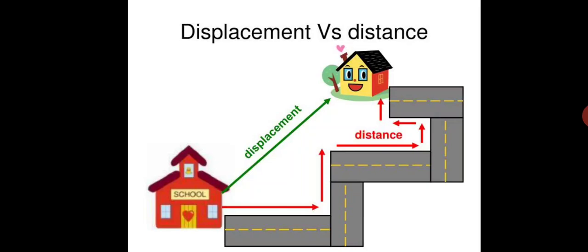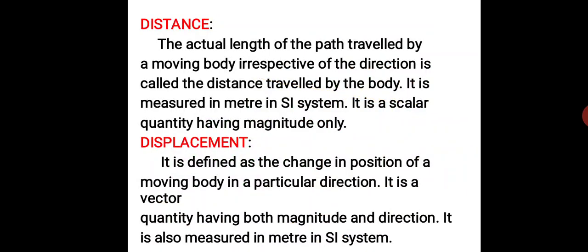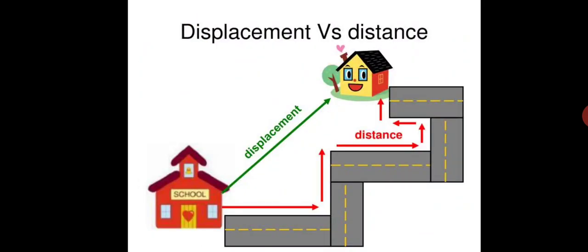Is it clear children? It is measured always in the SI system. The unit is meter. It is a scalar quantity which will have magnitude only. Magnitude means what? Amount. Here the amount is the distance covered, like 20 kilometers or 30 kilometers you have covered, or 5 kilometers you have covered from your house to school to reach that point, that alone we call as distance.